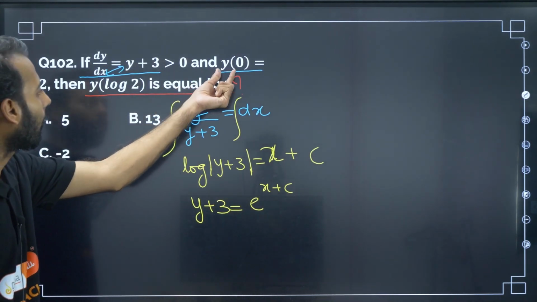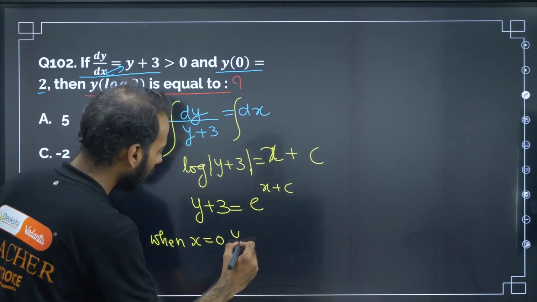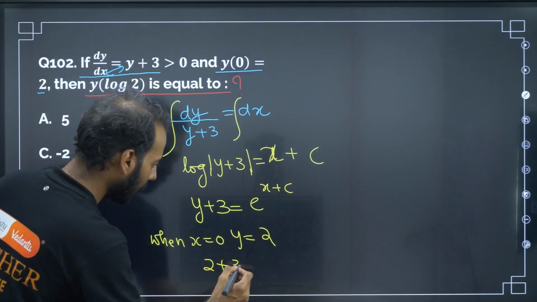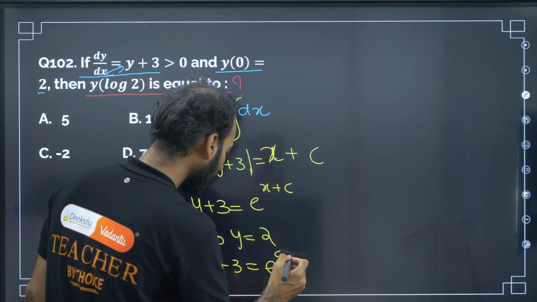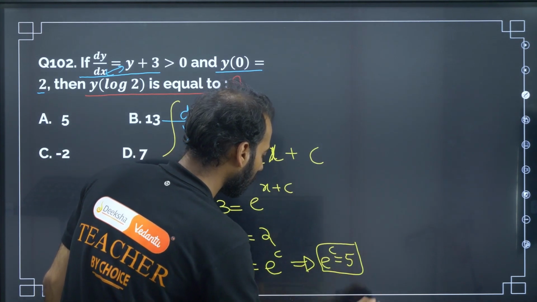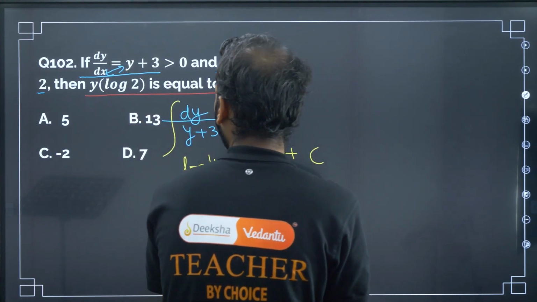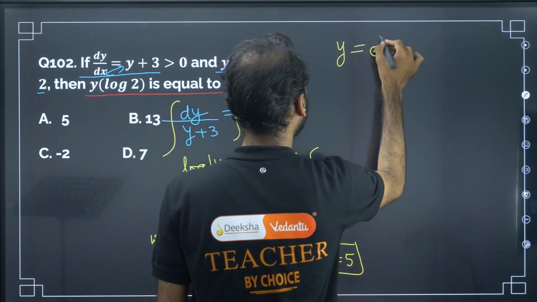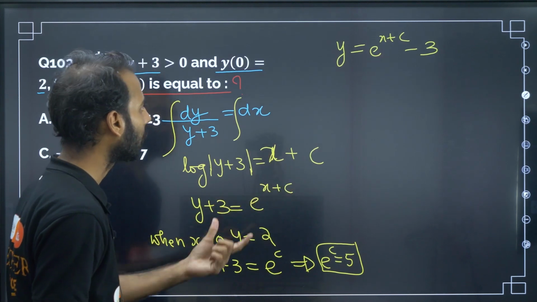Now they have given some information. When x is 0, y is 2. So this becomes 2 plus 3 is equal to e raised to (0 plus c), which implies e raised to c is equal to 5. Next, e raised to c is equal to 5. Now what are they asking? Let me write y is equal to e raised to x plus c minus 3. Just this 3 I am transposing to the other side.